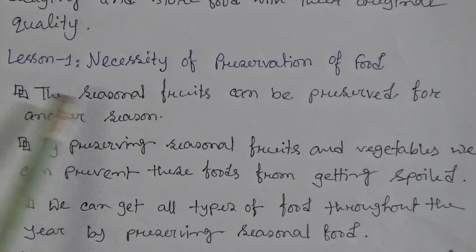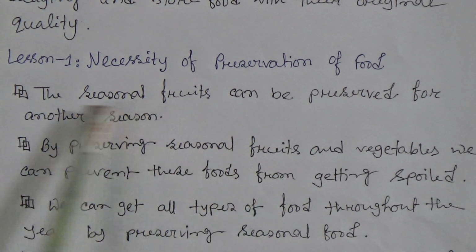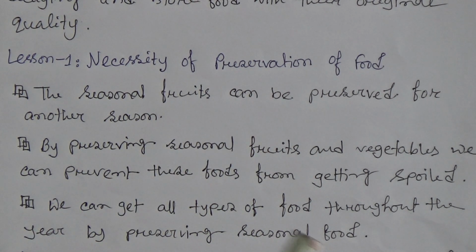The first one is the seasonal fruits can be preserved for another season. Okay, this is one kind of reason. That means the seasonal fruits can be used in future if we preserve these fruits properly. By preserving seasonal fruits and vegetables, we can prevent these foods from getting spoiled. We can get all types of food throughout the year by preserving seasonal food.